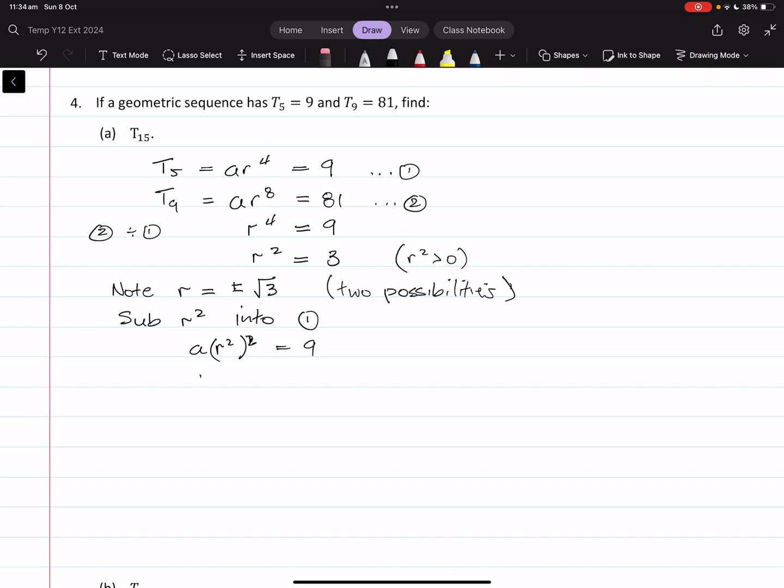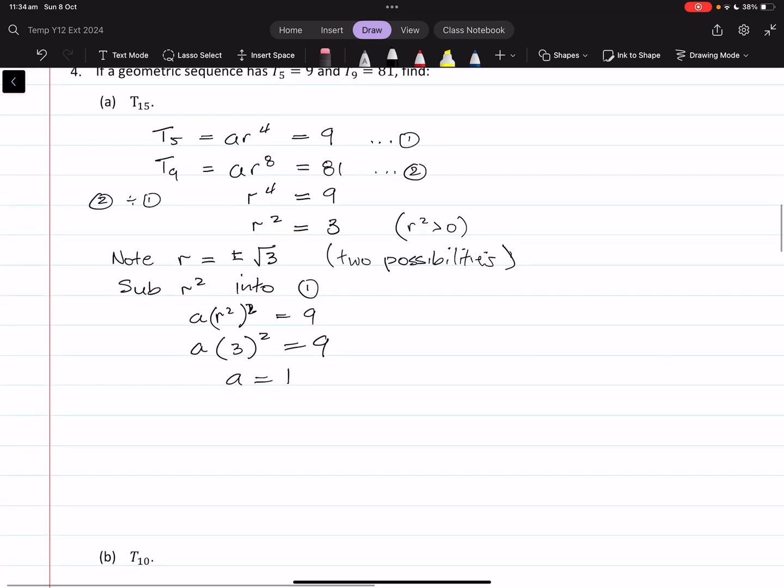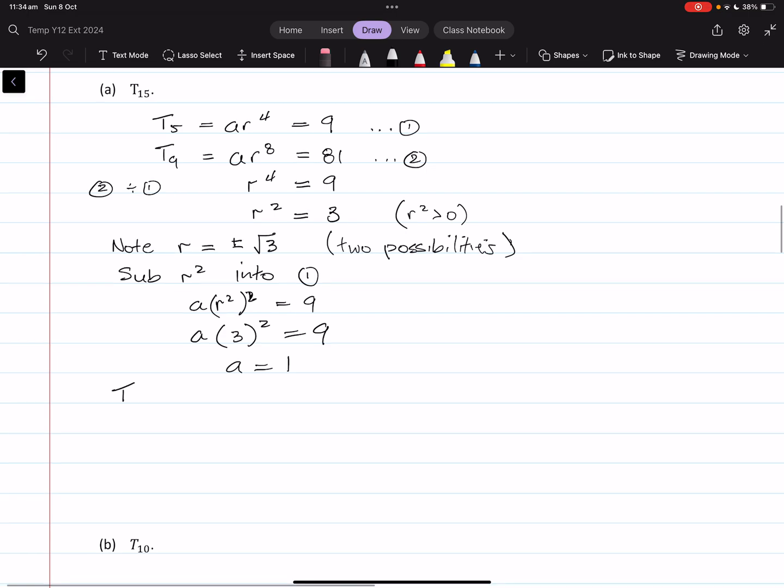And so that means that a times, and r squared we found is 3, so 3 squared is 9. And so dividing both sides by 9, we get a equals 1. So our first term in this sequence is 1. All right, and so Tn is equal to a, which is 1, lots of positive root 3 to the n minus 1, or it is possible that Tn is equal to 1 times negative root 3 to the n minus 1, because the r value could be either positive or negative root 3.